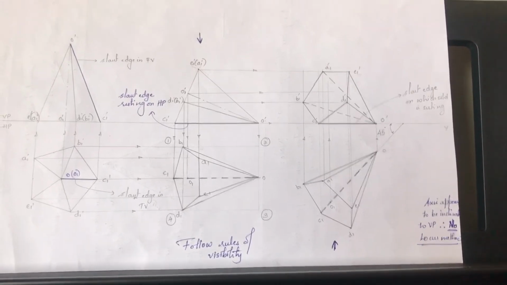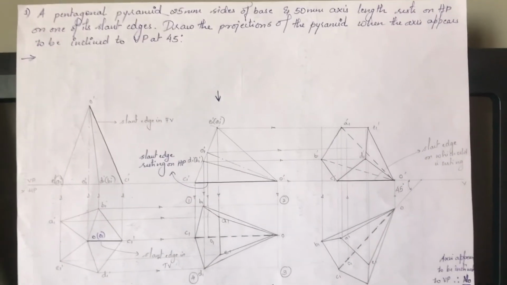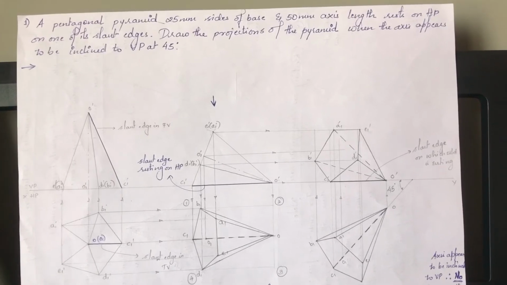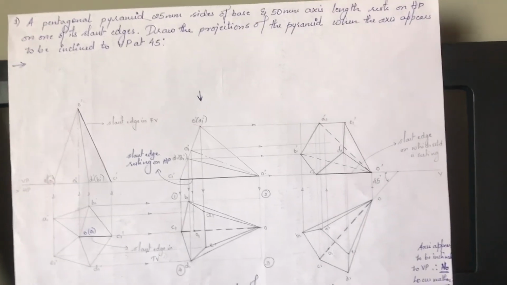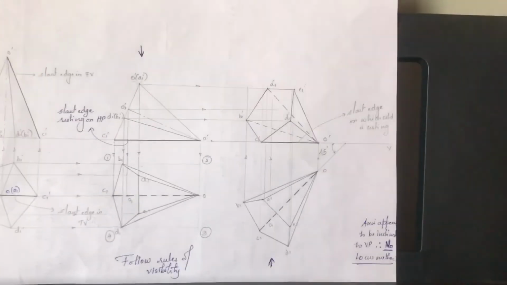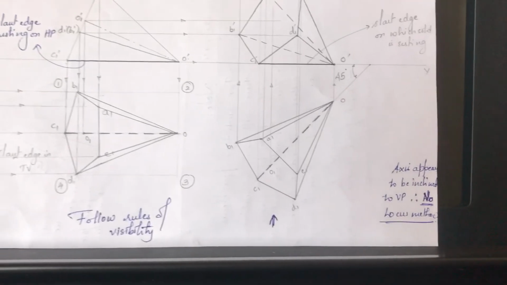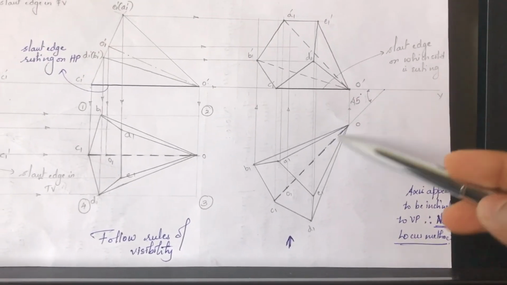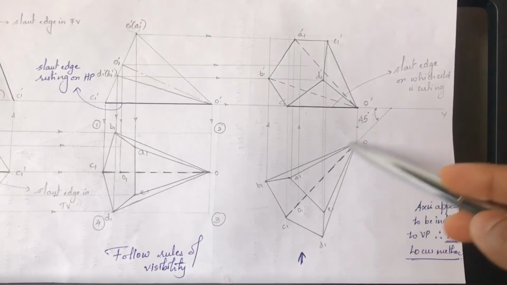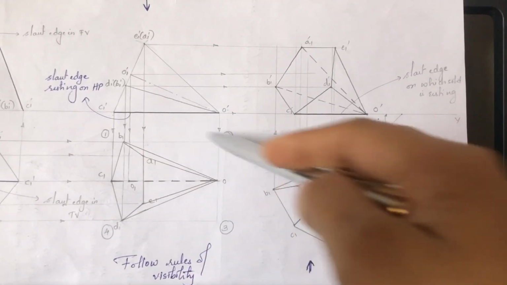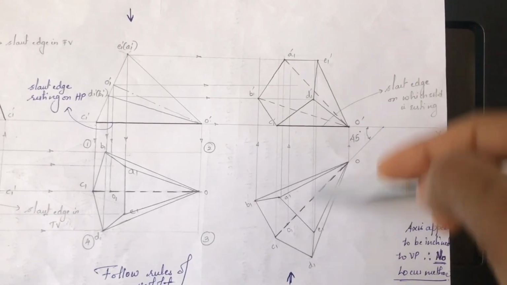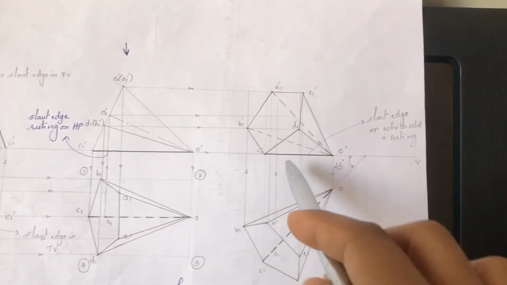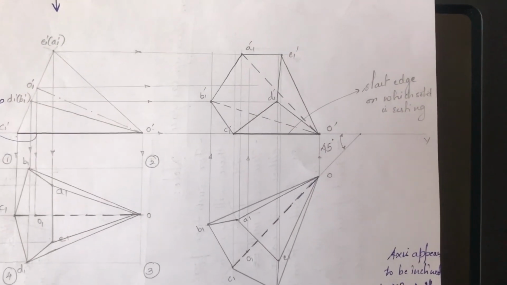How do you transfer it? It is given in the problem statement: draw the projections of the pyramid when the axis appears to be inclined to VP at 45 degrees. As it is said to be appears, you don't have to go by the locus method. You simply have to mark a 45 degrees line. On that you mark your axis and transfer this with the help of the box method here. Once you transfer it here, you go for all the projections, horizontal and vertical projections, to get the points of intersection where you can mark the points of the pyramid.